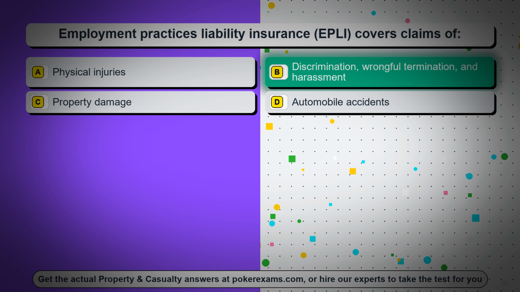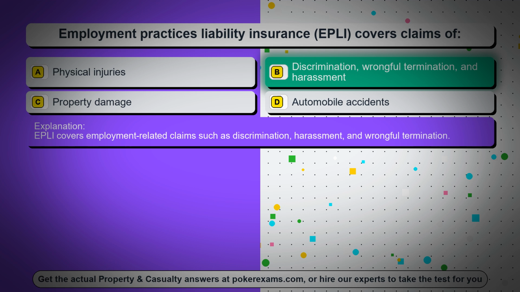The correct answer is option B, discrimination, wrongful termination, and harassment. EPLI covers employment-related claims such as discrimination, harassment, and wrongful termination.